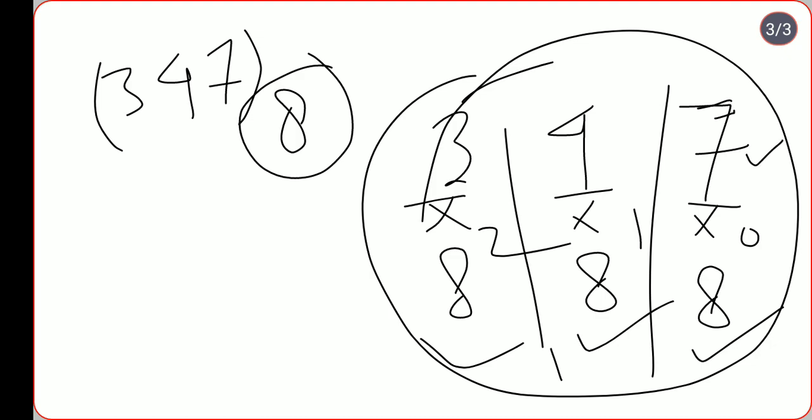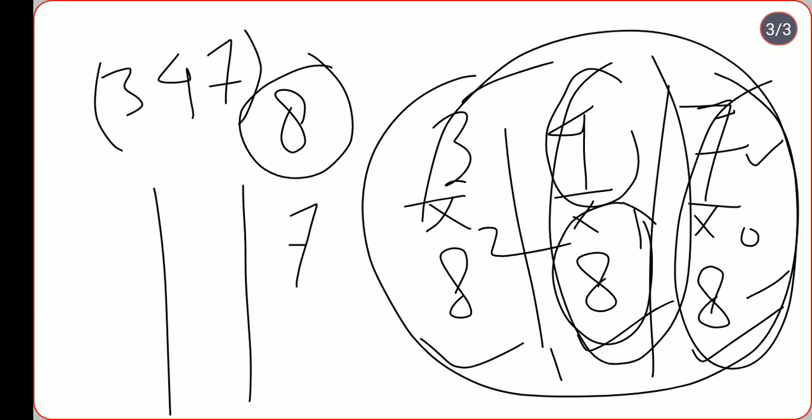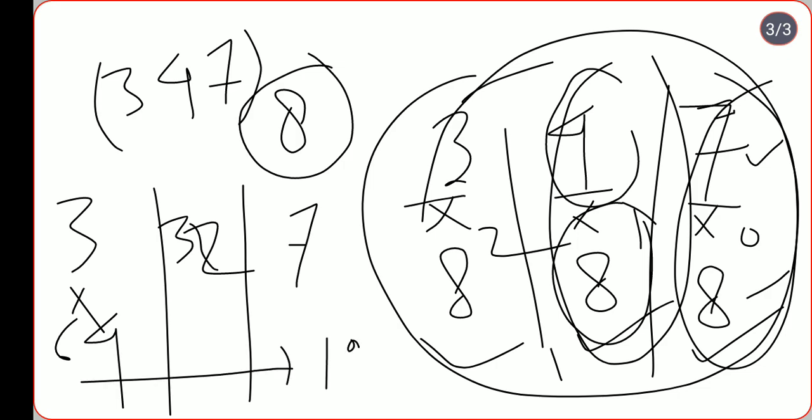Here it is 7 into 1, since 8 to the power 0 is 1, and 4 into 8 to the power 1, which is 8, and 3 into 8 into 8, which is 64. Then the sum of all. So let's do it. 7 into 1 is 7, 4 into 8 is 32, and 3 into 64 is 192.